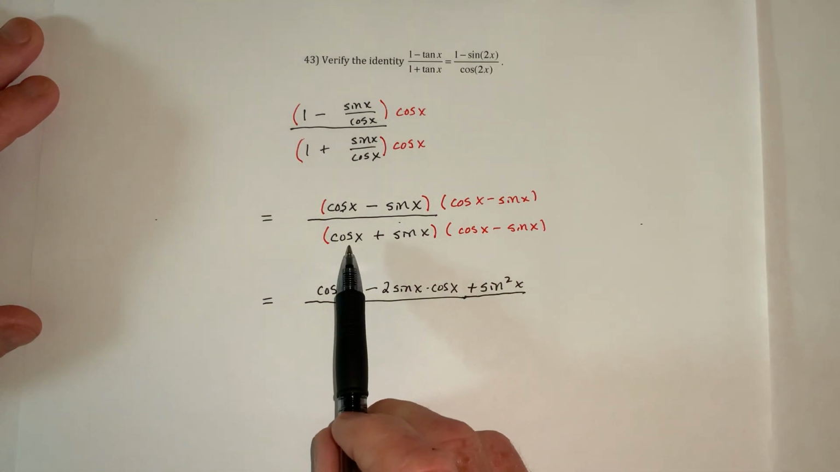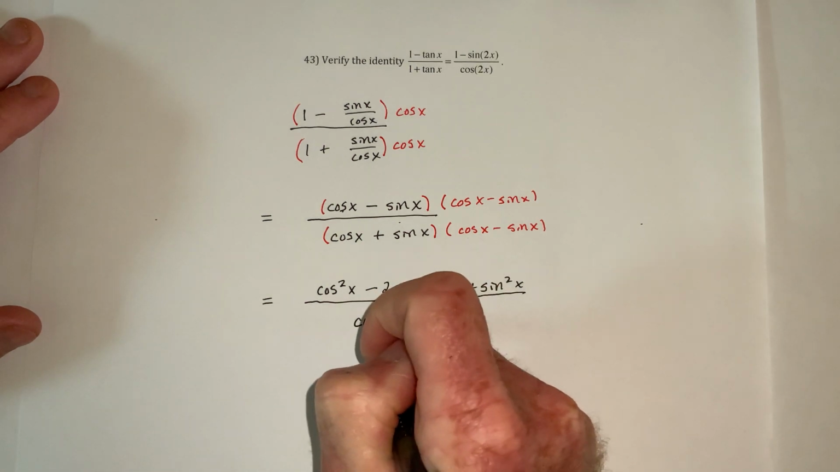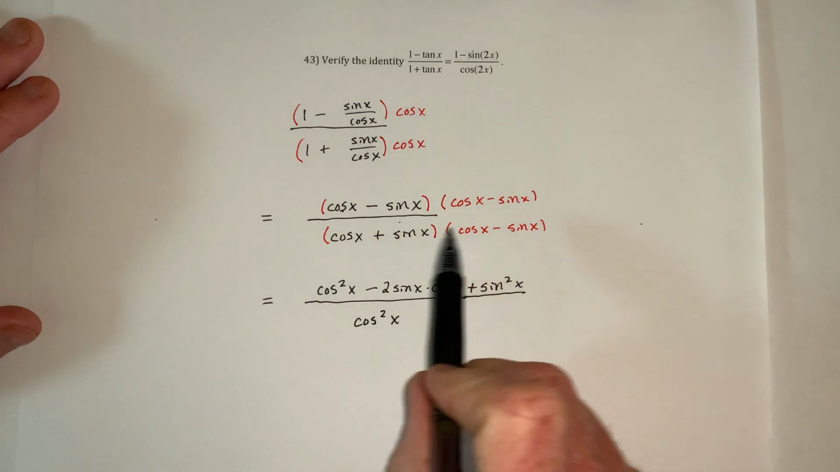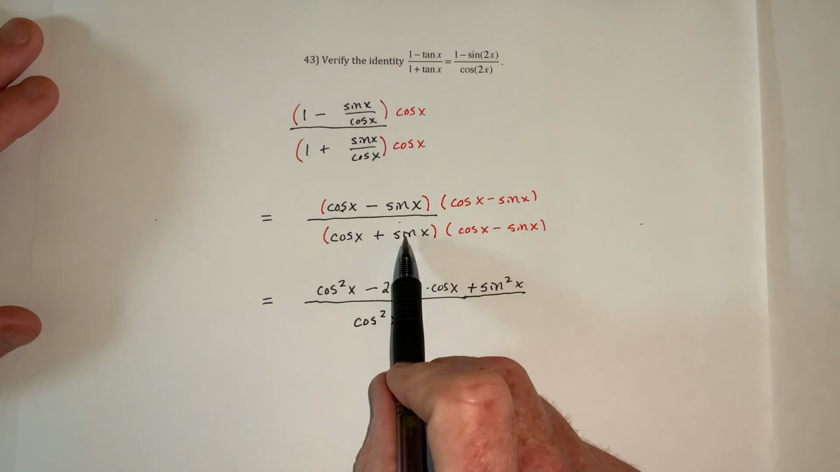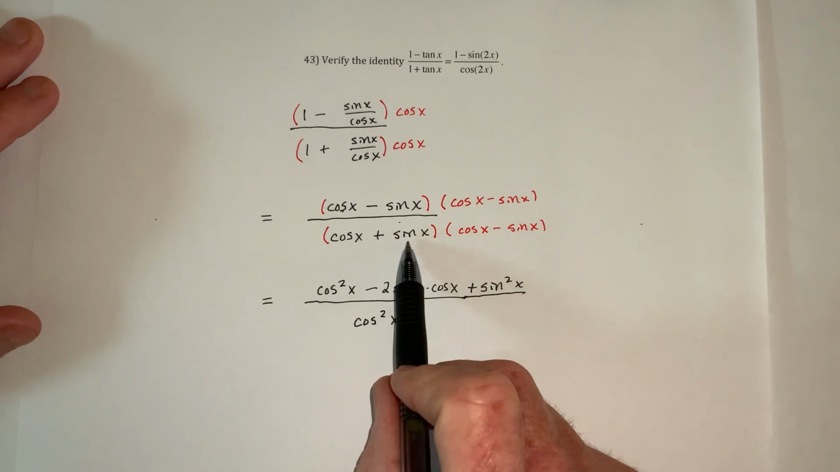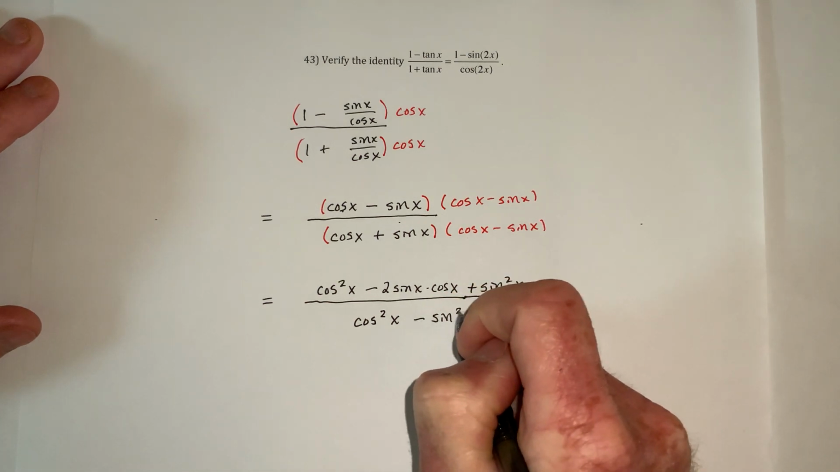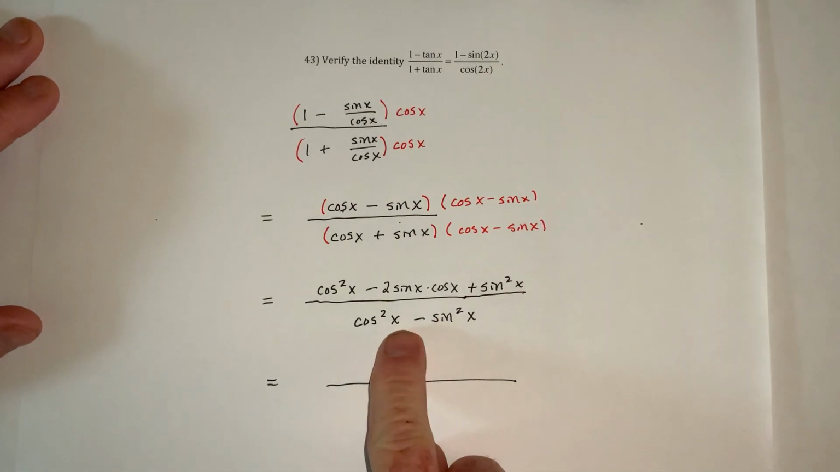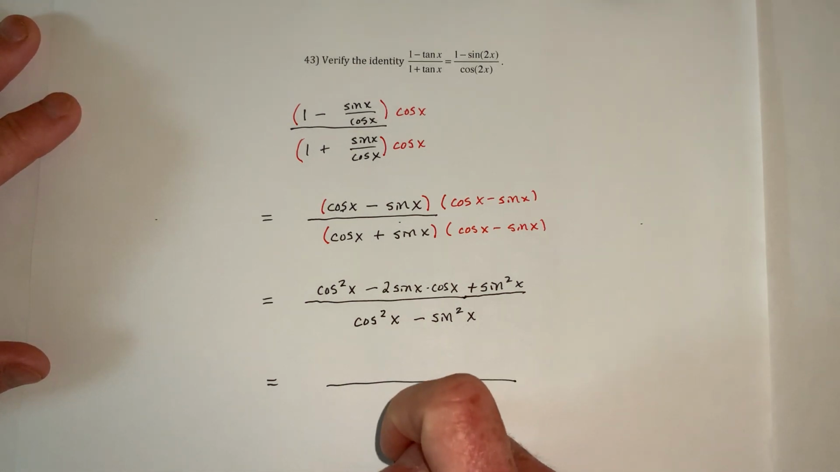On the bottom, because they're the conjugate, you only need the first one times the first one, so that's cosine squared. The middle terms would be cosine times negative sine, and also cosine times positive sine. They will cancel. Then the last term would be this sine times this negative sine, so negative sine squared. And then that right there was that trig identity that I was talking about at the beginning of this problem. So that means that the bottom is cosine of 2x.